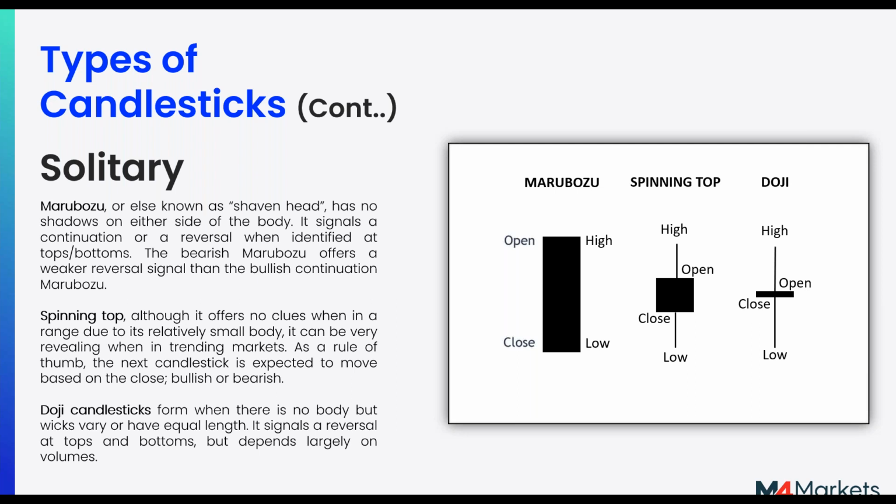It can be a good signal in trending markets, as I said before. But as a rule of thumb, the next candle is expected to move based on the close. For example, in this case, we have a bearish close, so it is more likely that the next move is going to be bearish again rather than bullish. So consecutive candles in terms of color: if you get a negative close in one case, there are more chances you get a negative close in the other case as well.